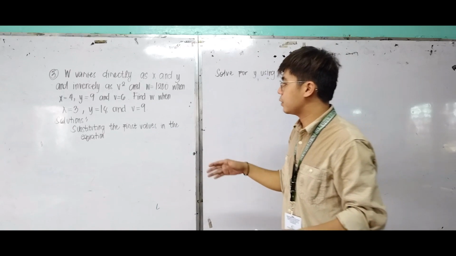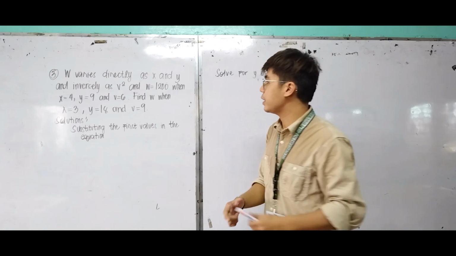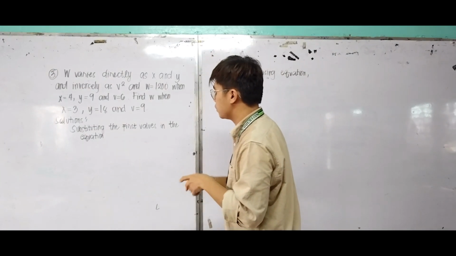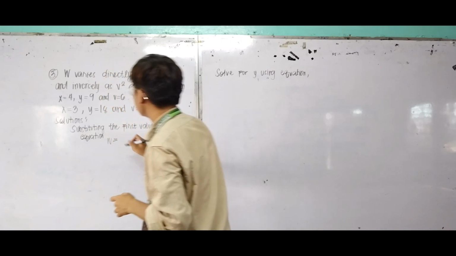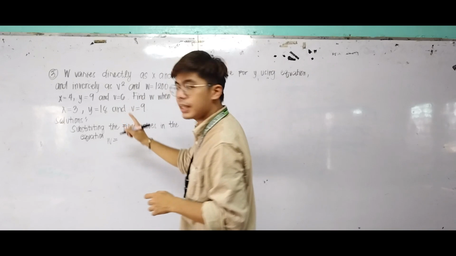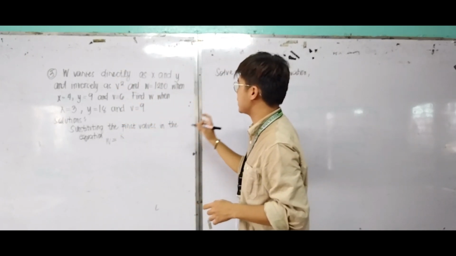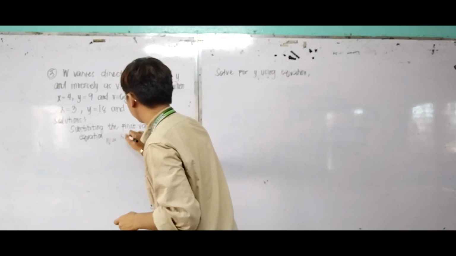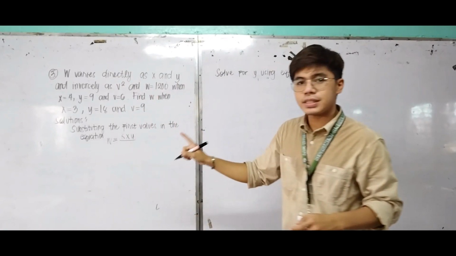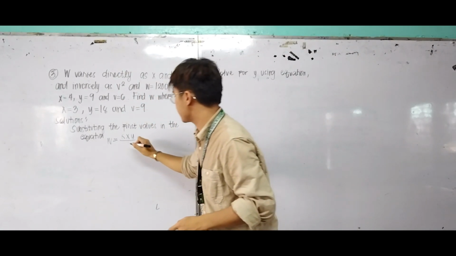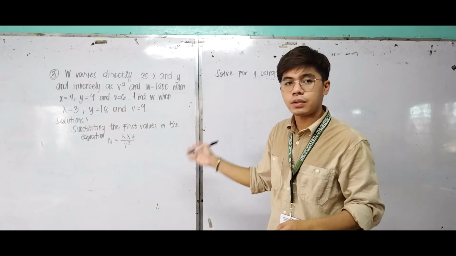So we need to substitute the first values in the equation. First, we need to find the equation. So w equals k, directly as x and y. So you need to multiply x and y with k, and inversely as b squared. So the denominator will be b squared. So we have here the equation.